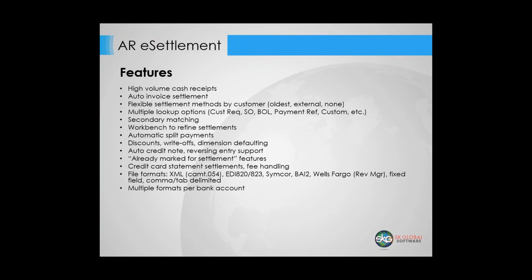Each bank account can support different varied formats. So you may get a file directly from your customer that's an EDI 820 or a CAMT.054, and then your bank may send you a comma delimited file. Those can also be incorporated in the same depository or bank account.